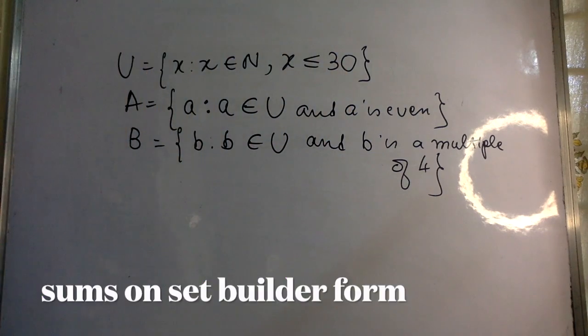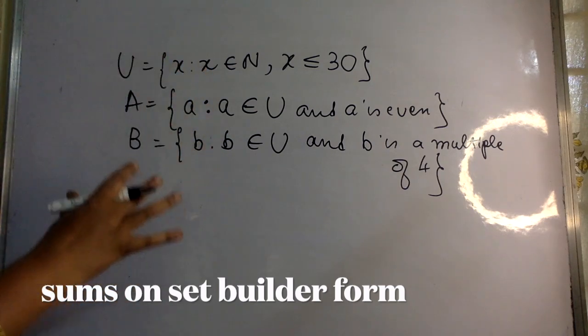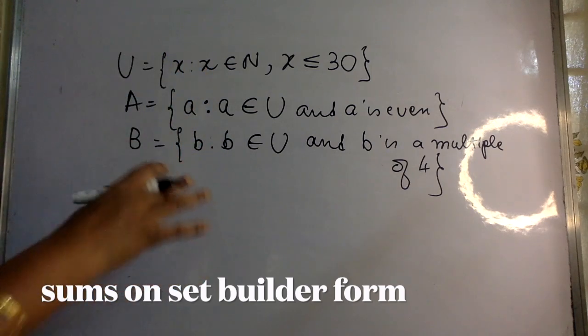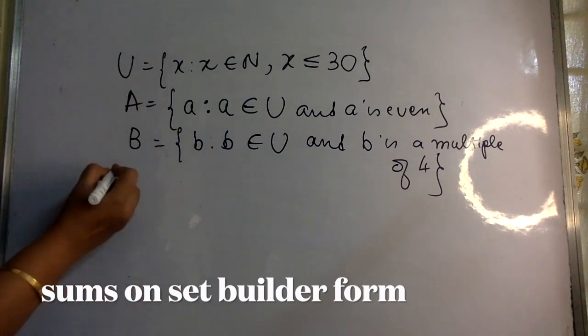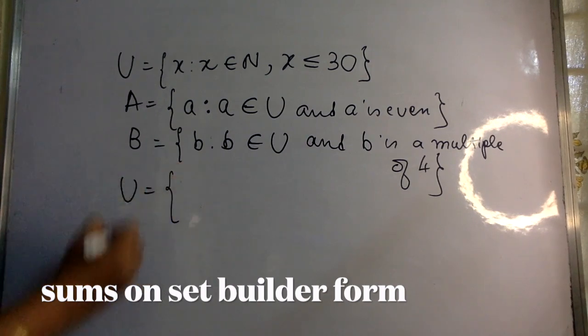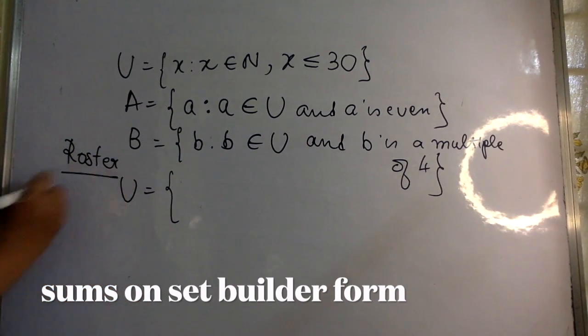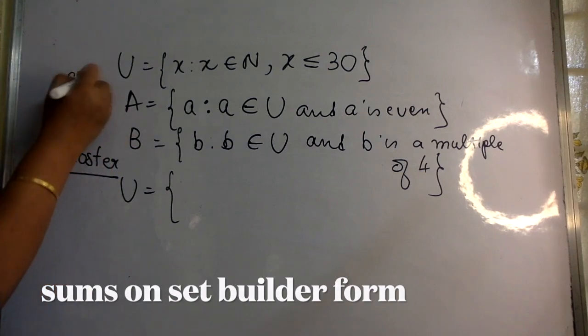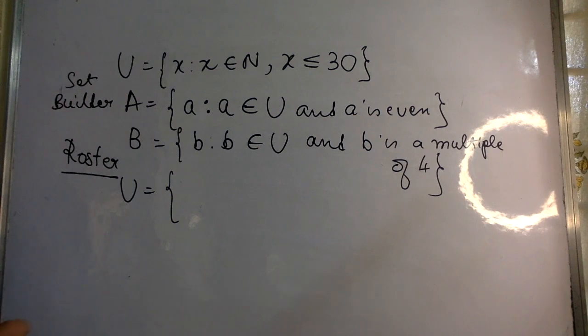So what we should first do is convert all these sets from the set builder form, or the rule method, into the roster form, which is the list. So I will write U in the roster form. This is roster, and this is set builder, the set builder method of writing a set.